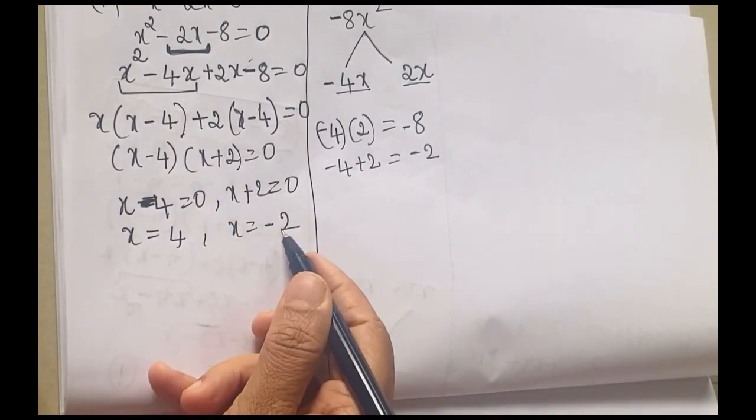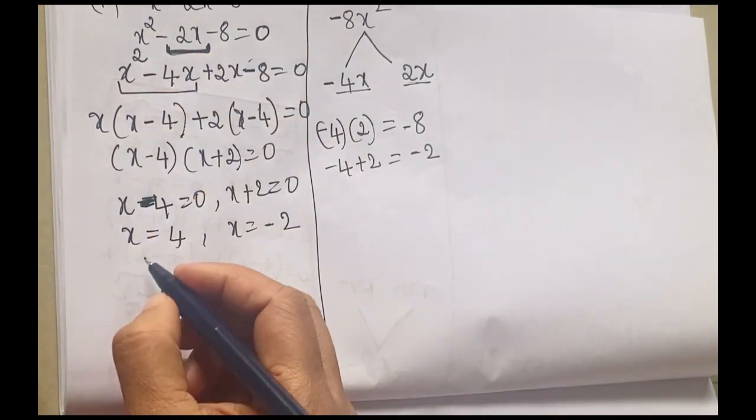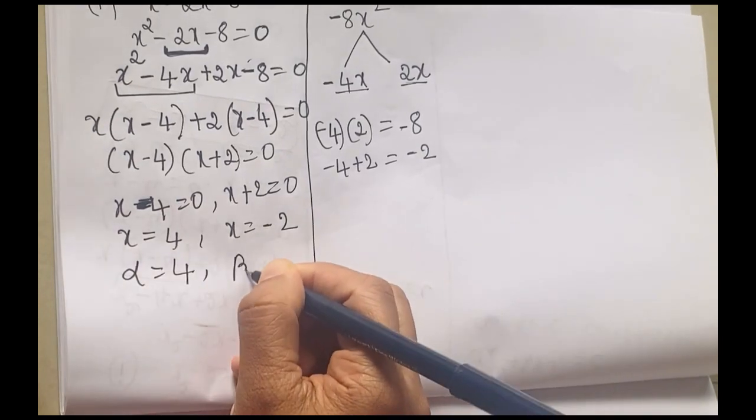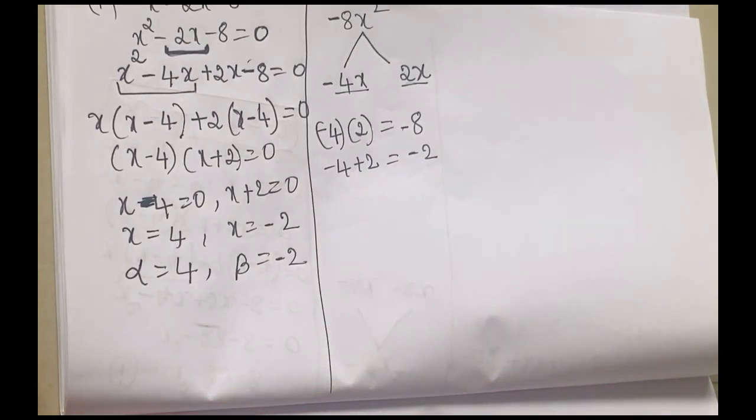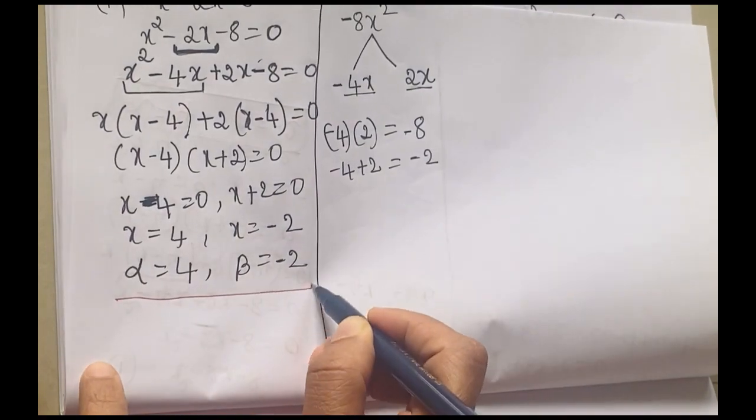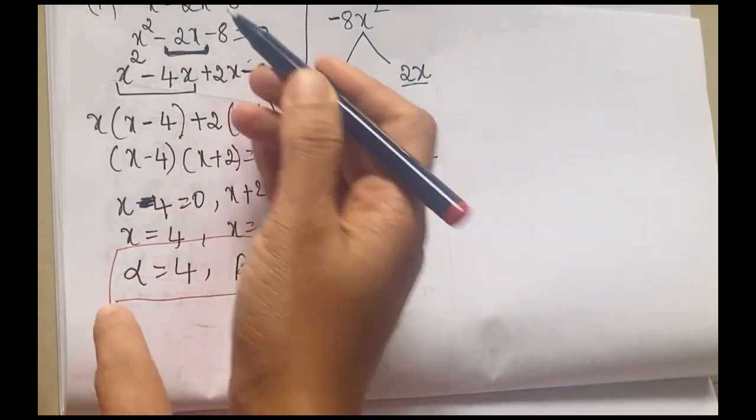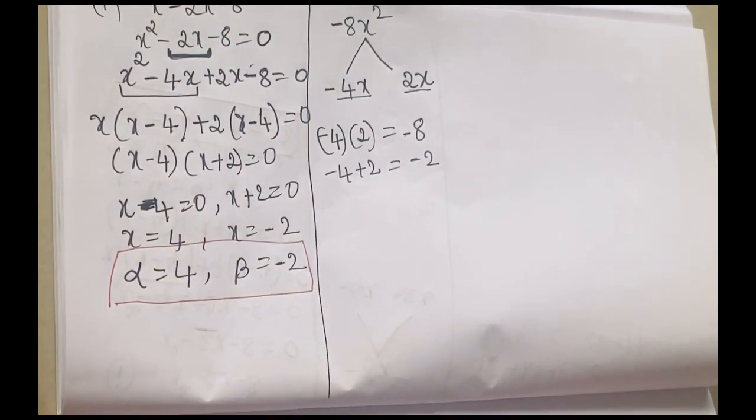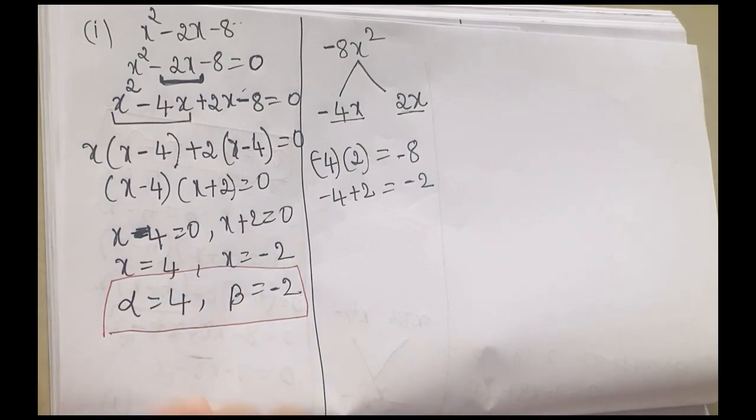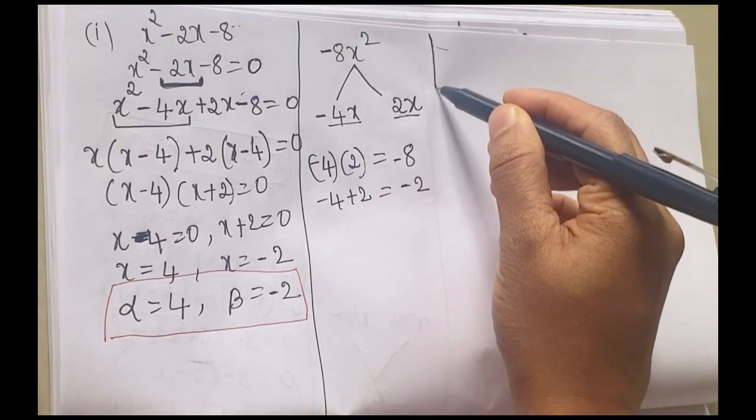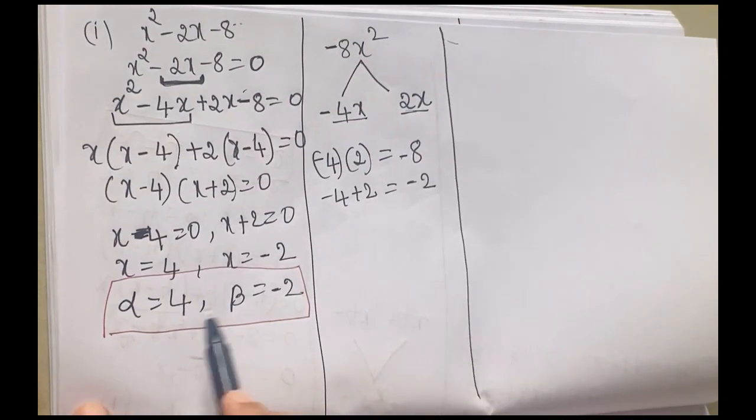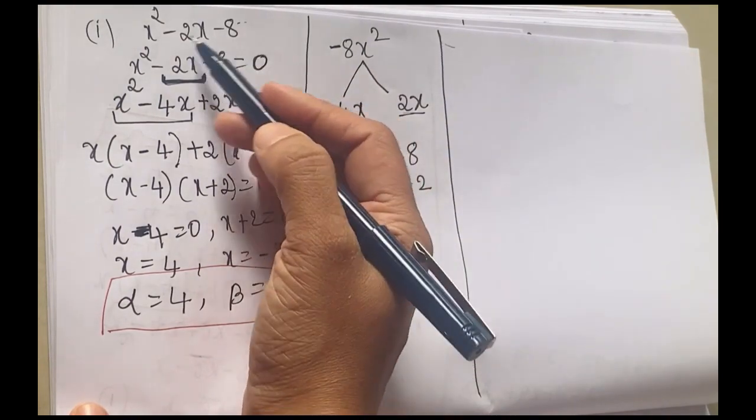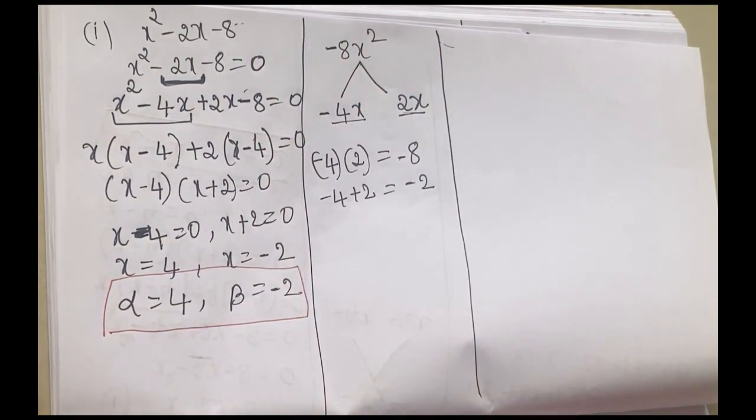You will get two values for x. I will take this one as alpha, alpha is 4. This one as beta, beta is minus 2. These two are the zeros of the polynomial x square minus 2x minus 8. That is the zeros of the polynomial. The answer for the first question is: 4 and minus 2 are the zeros of the polynomial x square minus 2x minus 8.